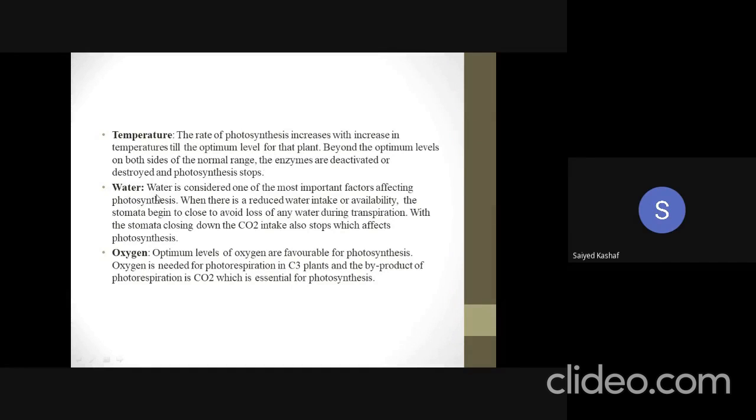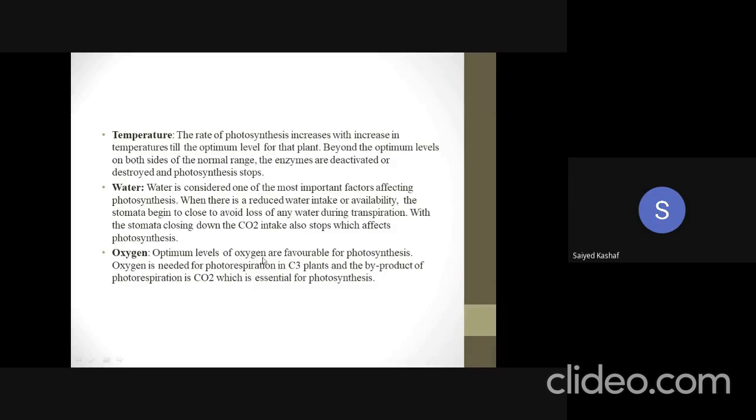So now the water. Water is considered one of the most important factors affecting photosynthesis. When there is reduced water intake or availability, the stomata begin to close to avoid the loss of water during transpiration, and with the stomata closing down, the CO2 intake also stops, which affects photosynthesis. Now, another one is oxygen.